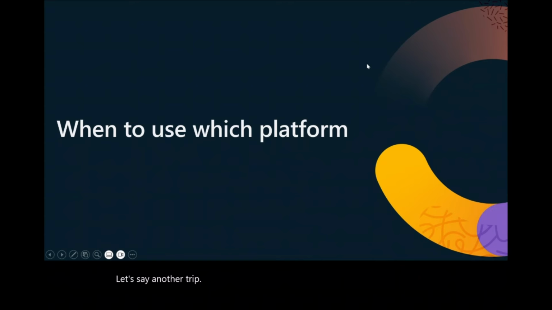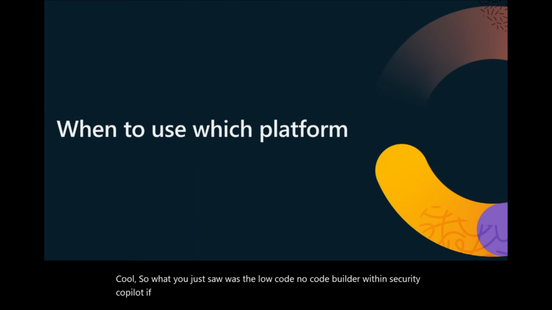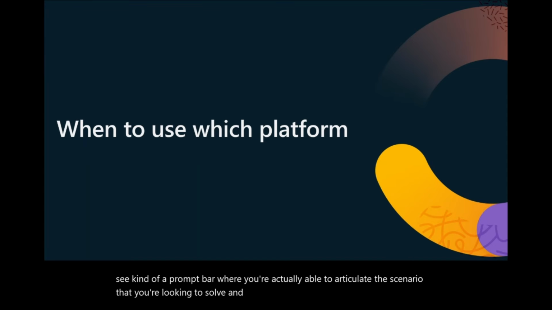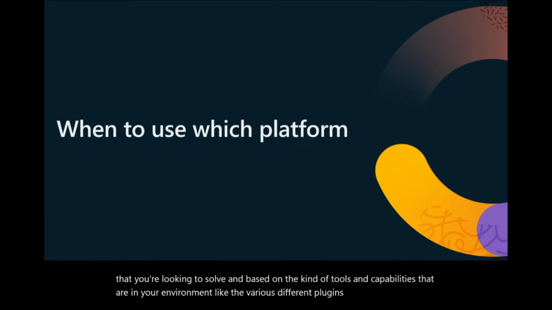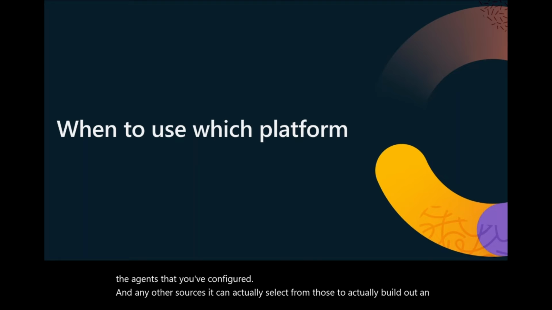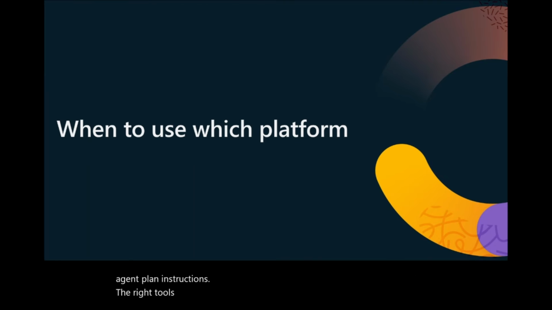Cool. So what you just saw was the low-code, no-code builder within Security Copilot. If you navigate to Security Copilot and go to the build section, you'll see a prompt bar where you're able to articulate the scenario that you're looking to solve. Based on the tools and capabilities in your environment, like the various plugins you've enabled, the agents you've configured, and any other sources, it can select from those to build out an agent plan, instructions, the right tools to call, as well as when to collect user input and when not to. This is just one example.